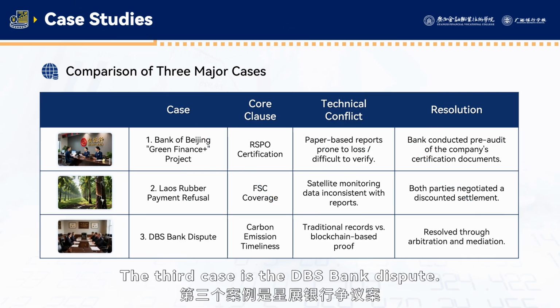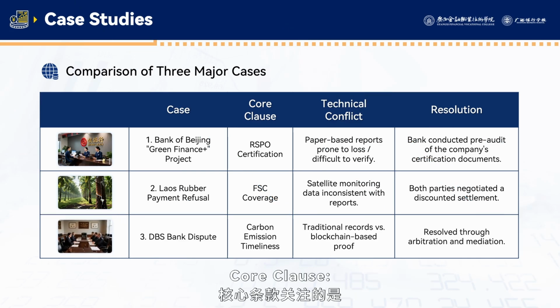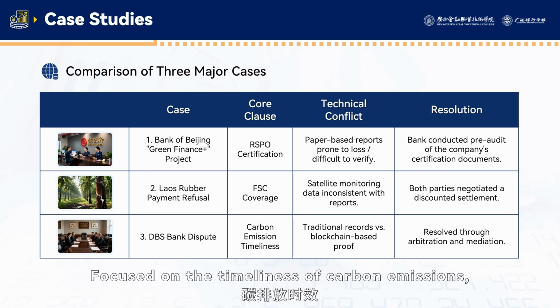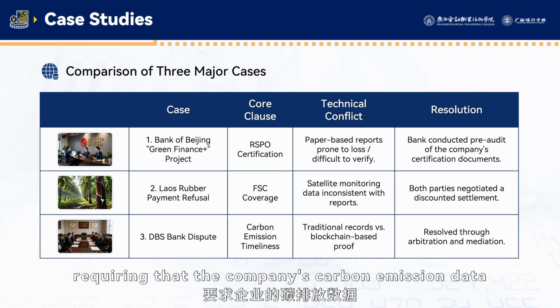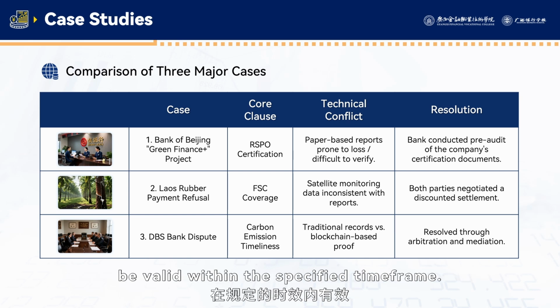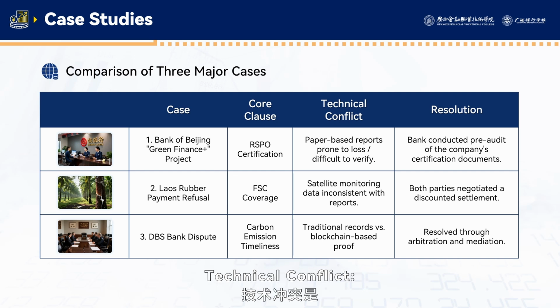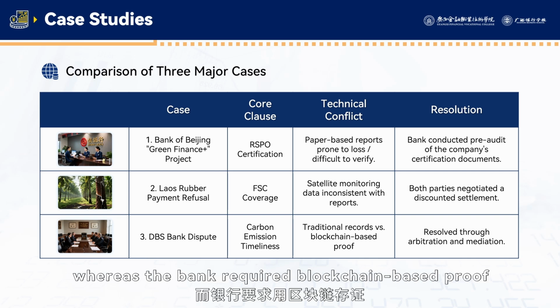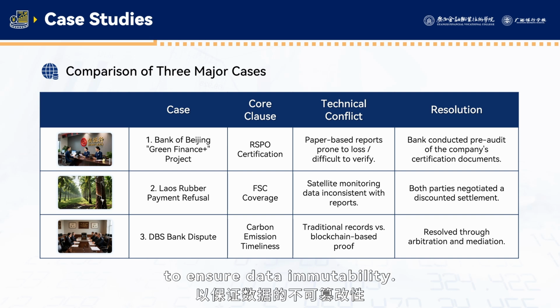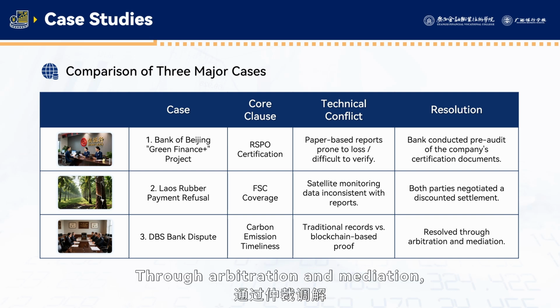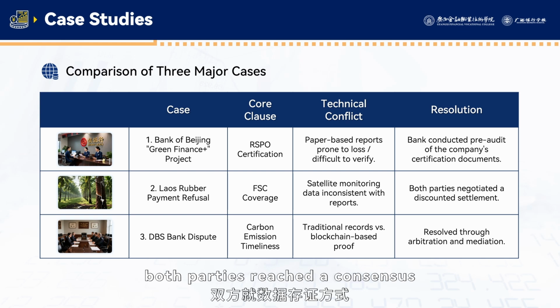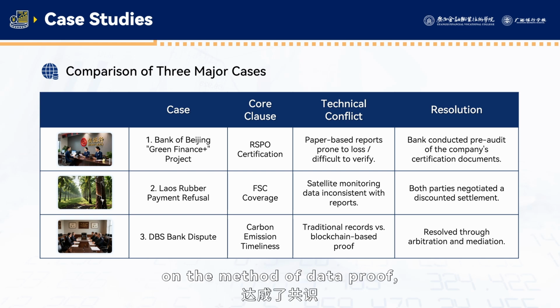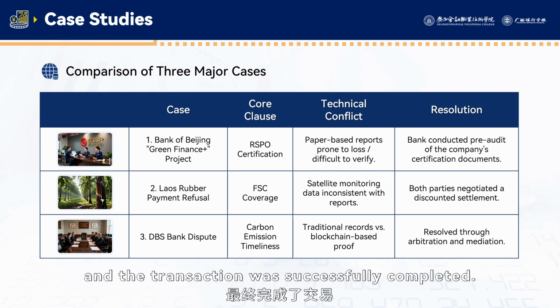The third case is the DBS Bank dispute. Core clause: It focused on the timeliness of carbon emissions, requiring that the company's carbon emission data be valid within the specified time frame. Technical conflict: The company submitted data using traditional recording methods, whereas the bank required blockchain-based proof to ensure data immutability. Resolution: Through arbitration and mediation, both parties reached a consensus on the method of data proof, and the transaction was successfully completed.